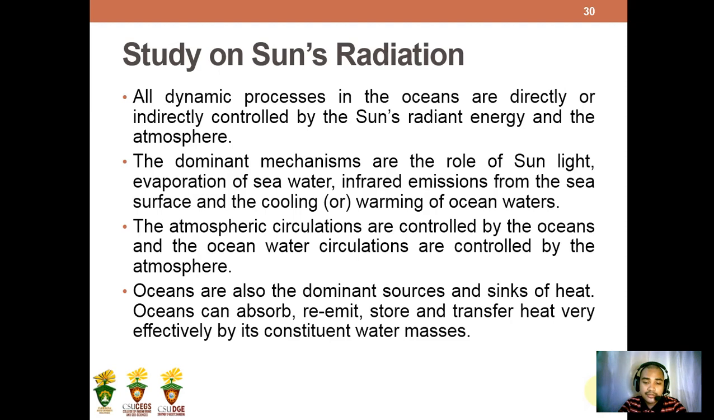Oceans are also dominant sources and sinks of heat. The oceans can absorb, re-emit, store, and transfer heat energy very effectively by their constituent water masses. Those are the processes that can be involved during the effects of the sun's radiation.